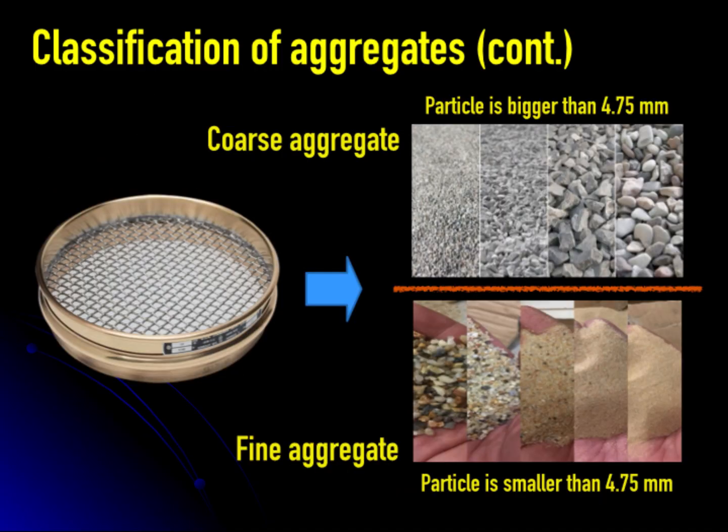The coarse aggregate is the aggregate having a size larger than 4.75 millimeters or retained on the sieve number 4, while the fine aggregate has a size smaller than 4.75 millimeters or passing this sieve. In some cases, very small rock which passes this sieve is classified as fine aggregate, not coarse aggregate, because concrete work uses the size of material to classify coarse and fine aggregates, not the types of materials.